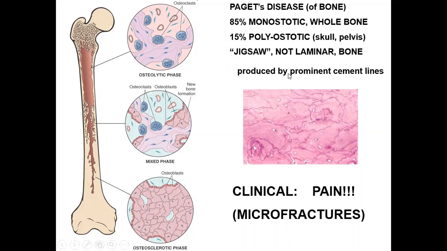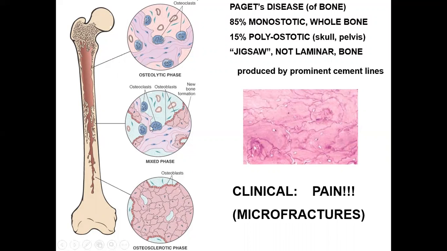There are prominent cement lines connecting the disordered, unsound bone trabeculae. So here you can see the different phases of Paget's disease. First is the osteolytic phase, in which there is increased osteoclastic activity. Multiple osteoclasts are resorbing the bone.